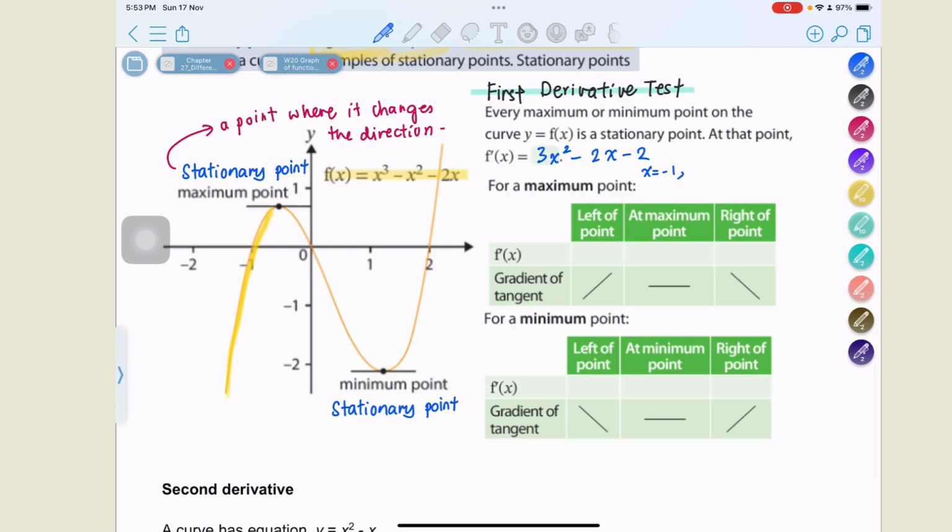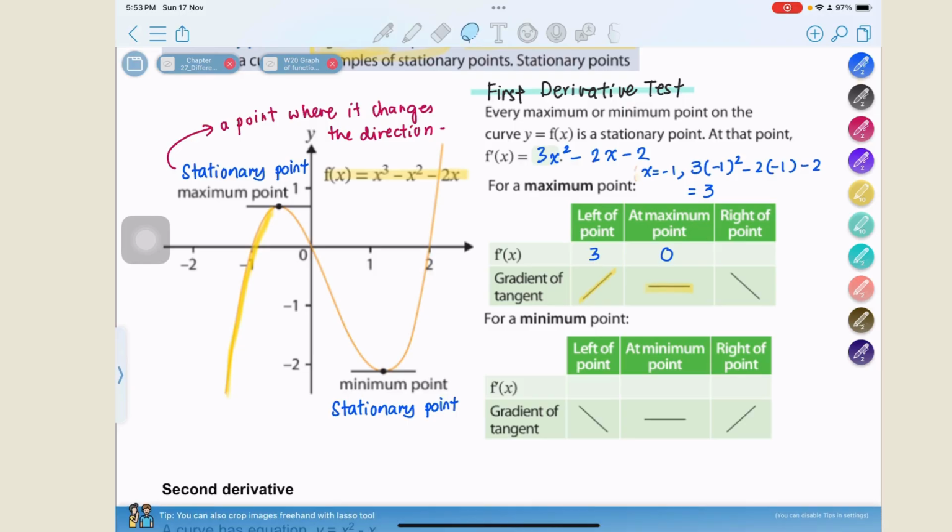You will notice we substitute into f prime x: 3 bracket -1 squared minus 2 multiply -1 minus 2. From here, I will get my gradient as positive, so I write down positive. When my gradient is positive, what happens? The gradient of the tangent is going up. When the tangent is flat, that means at the maximum point, the value of the gradient will always equal 0.